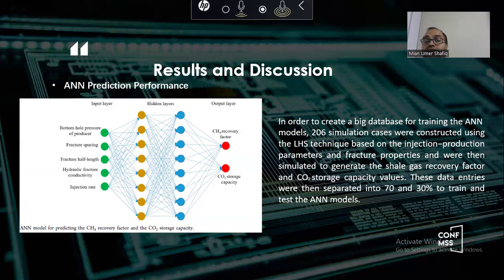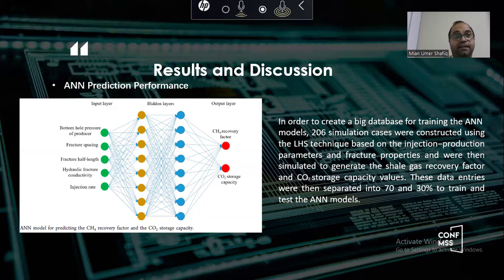In order to create a big database for training the ANN model, 206 simulation cases were constructed using the Latin hypercube sampling technique based on the injection production parameters and fracture properties, and were then simulated to generate the shale gas recovery factor and CO2 storage capacity values. These data entries were then separated into 70 and 30% to train and test the ANN models.